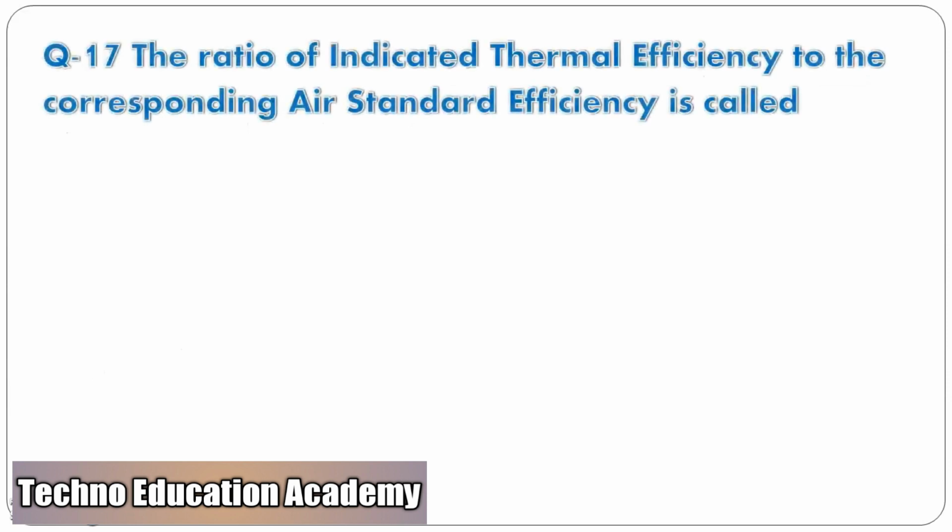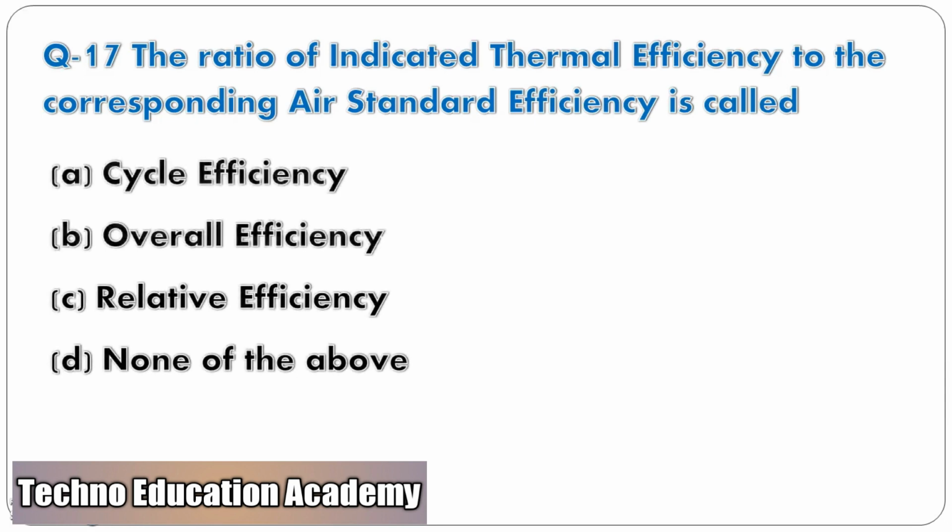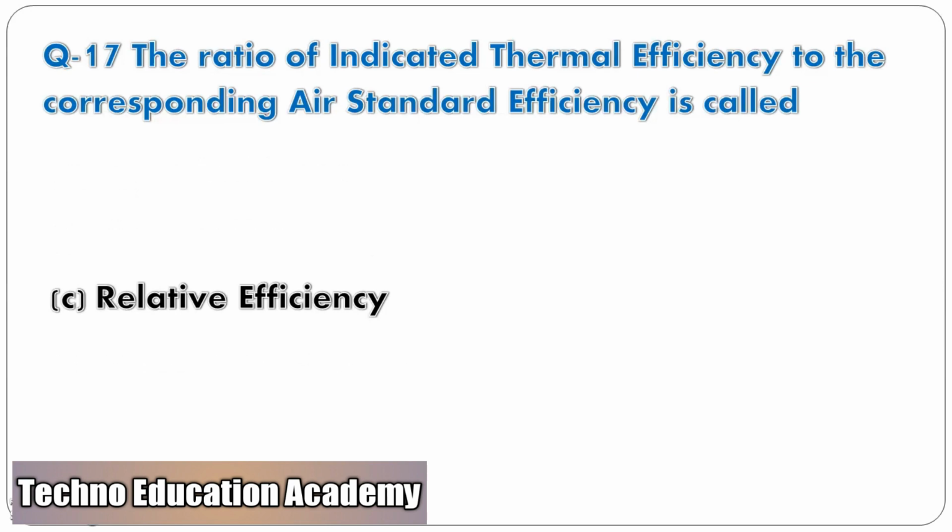Question number 17. The ratio of indicated thermal efficiency to the corresponding air standard efficiency is called: option A, cycle efficiency; option B, overall efficiency; option C, relative efficiency; option D, none of the above. So the right answer is option C, relative efficiency. It is the ratio of thermal efficiency to corresponding air standard efficiency.